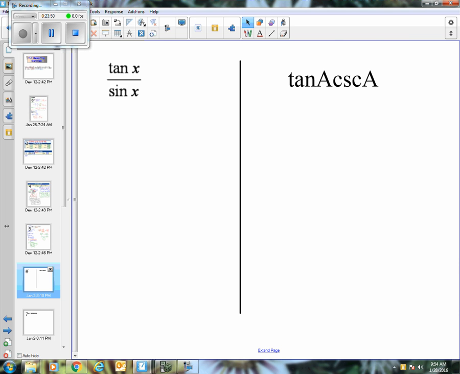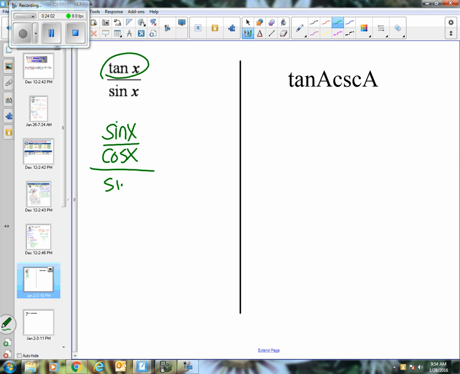So let's take a look at the first one. Thinking about what we just did, I can't actually divide those. So let's see if there's substitutions I can make. So for tangent, I'm going to substitute sine of x over cosine of x. Sine of x is already in sine, so I don't need to worry about that. So everything's in sine and cosine, and it's an operation that I know how to do. It's division. So to divide fractions, I'm going to multiply by the reciprocal.